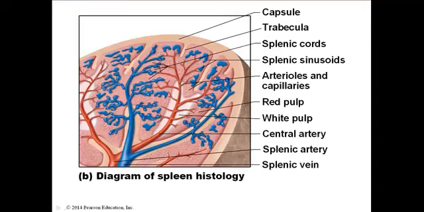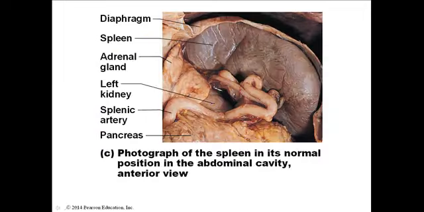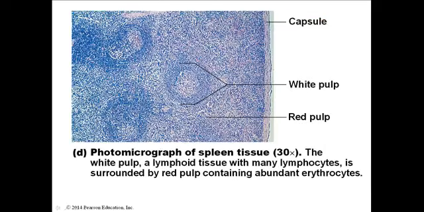There's the spleen, more about the spleen. I don't need you to know anything about the spleen's inner anatomy, okay? Just that the red pulp is for the blood, and the white pulp is for the immune. That's all I need you to know there. There's what it looks like.